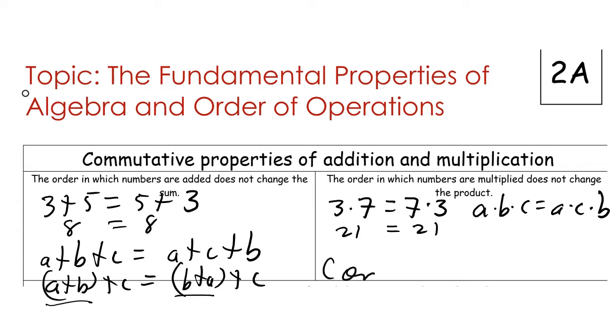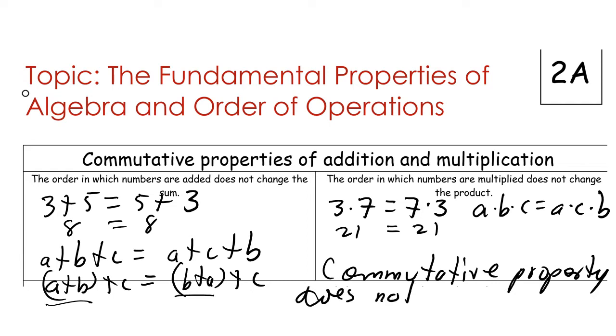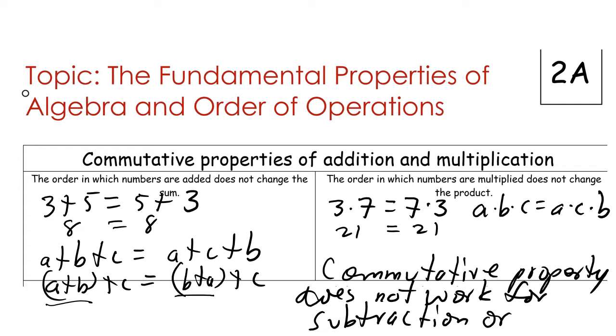The commutative property only works for addition and multiplication. The commutative property does not work for subtraction or division.